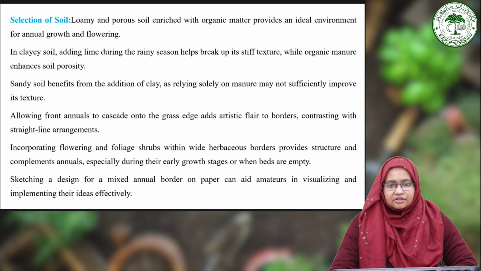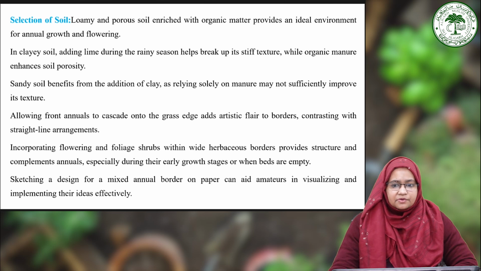The next step in preparation of borders is selection of soil. Loamy and porous soil rich in organic matter is ideal for the growth and flowering of annuals. In clay soil, adding lime during the rainy season can help break up the stiff texture, while the use of sufficient organic manure can enhance the soil porosity. In sandy soil, adding clay if possible is recommended, as relying solely on manure may not be sufficient to improve the soil texture. Allowing the front annuals to spill over onto the grass edge is considered more artistic than keeping them in a straight line.